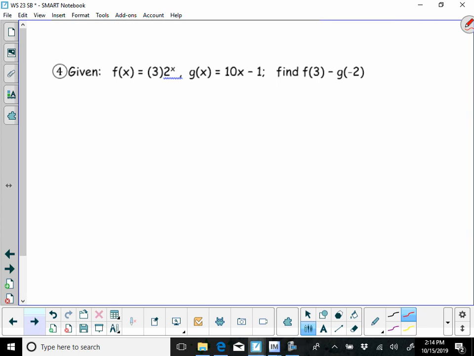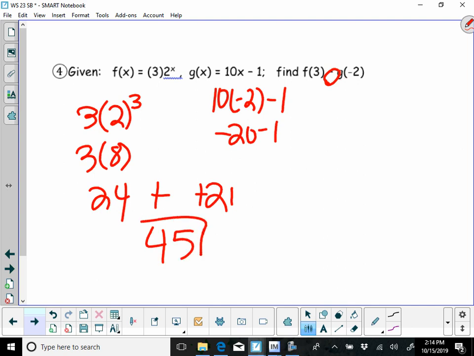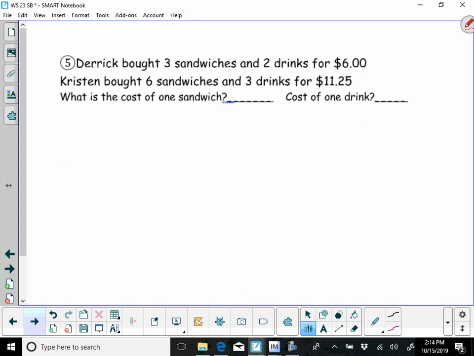Okay, so you're going to start with f of 3, so that's 3 times 2 to the third. 2 to the third is 8, and 3 times 8 is 24. g of negative 2 would be 10 times negative 2 minus 1, which is negative 21, and you bring down the minus sign, and it should have been 45 as your answer. All right, so that's old stuff. I wanted to make sure that you were good on those, so I went through each one of those.